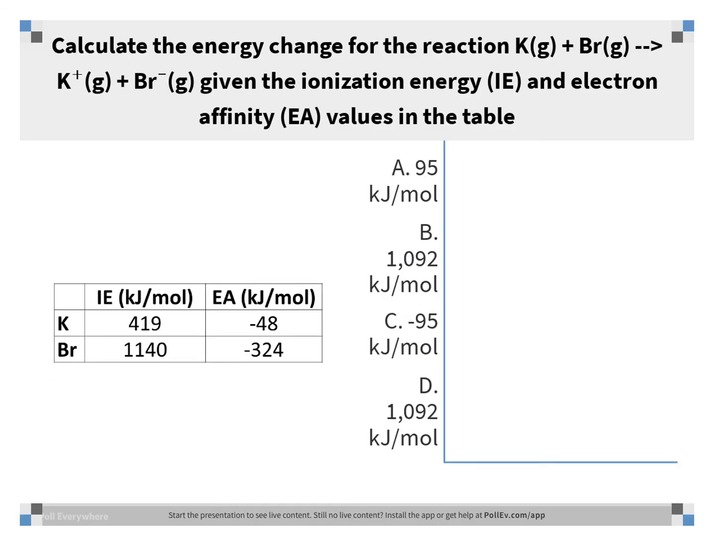The correct answer is A, 95 kilojoules per mole. So we're going to use the ionization energy of the metal, which is potassium, to turn it from neutral into a positive ion. And we're going to use the electron affinity of the nonmetal, that is the bromine, to turn it from neutral into a negative ion. And so we're just going to add 419 and negative 324, and that gives us 95 overall.